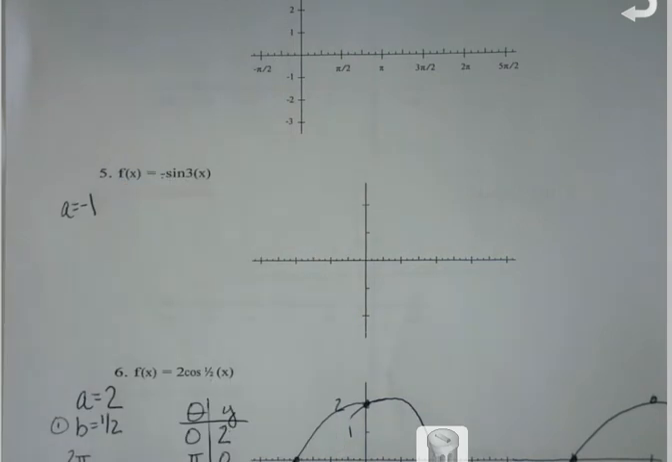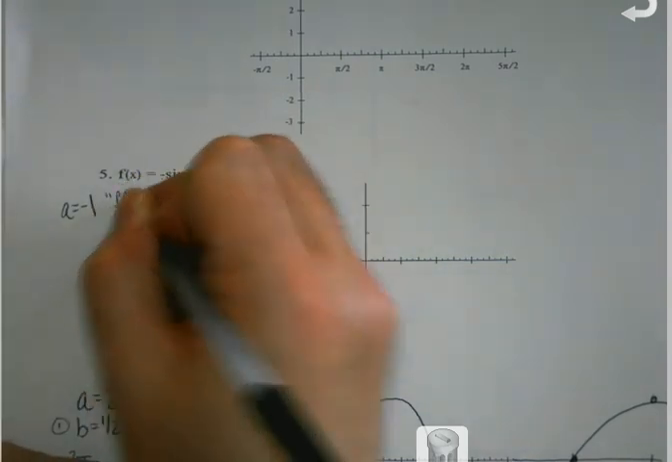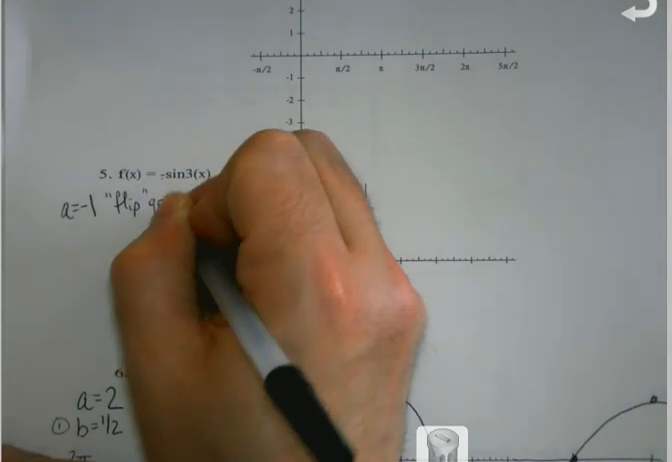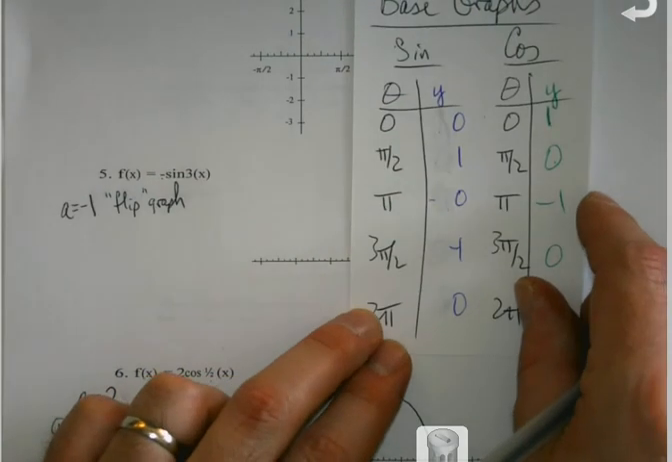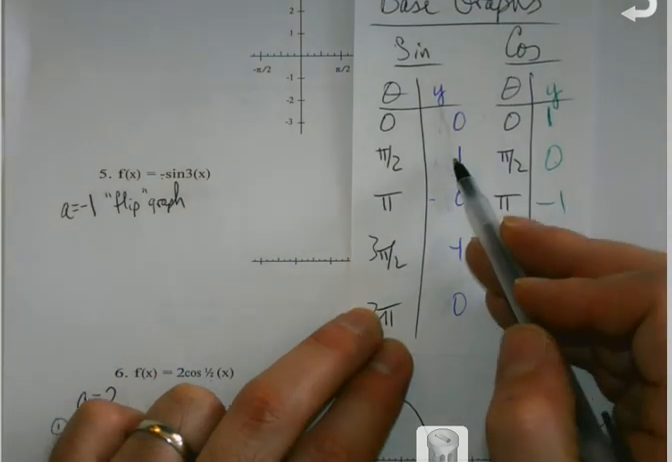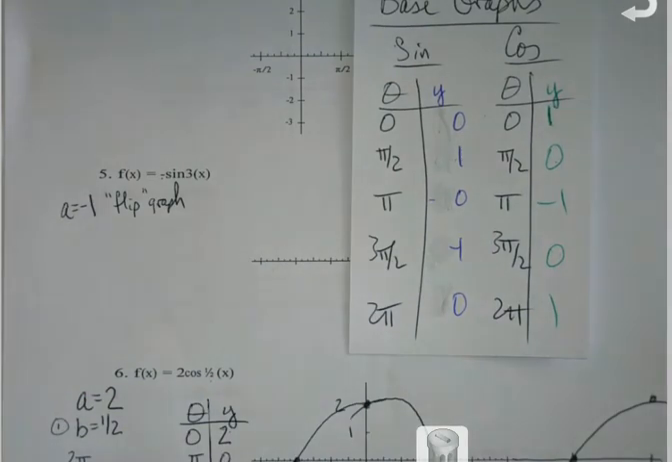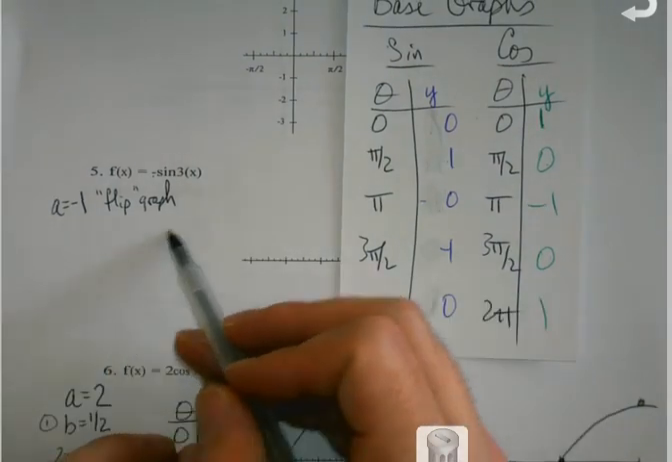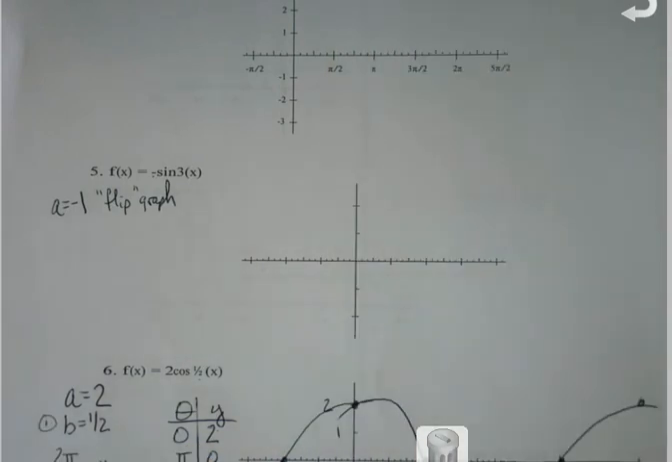Whenever you have an amplitude that's negative, it's going to flip my graph. You're like, well, what do you mean it's going to flip my graph? If this were just a basic sine graph, what that would mean is this 1 would be a negative 1 and this negative 1 would become positive. It basically would take my normal curve that goes like this and make it drop below the x-axis. And that's what's going to happen. It's going to reflect over the x-axis.